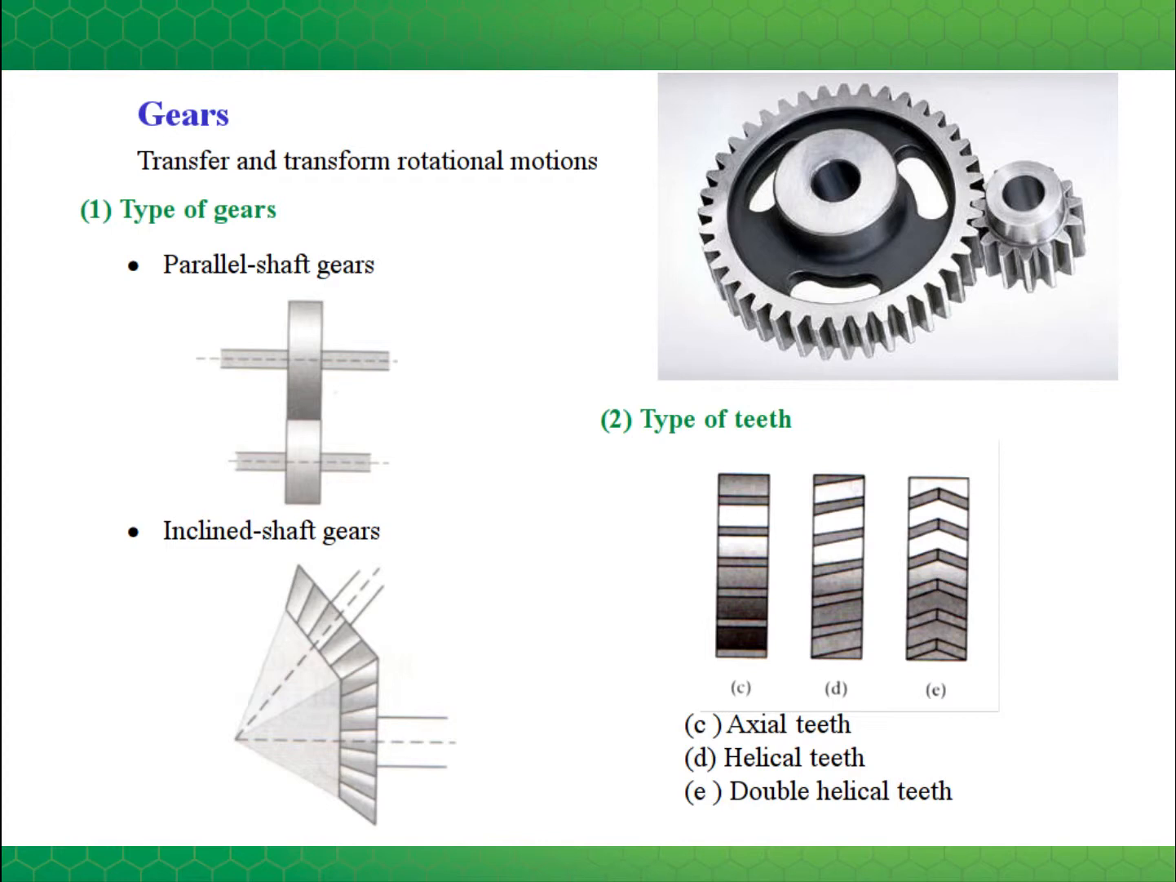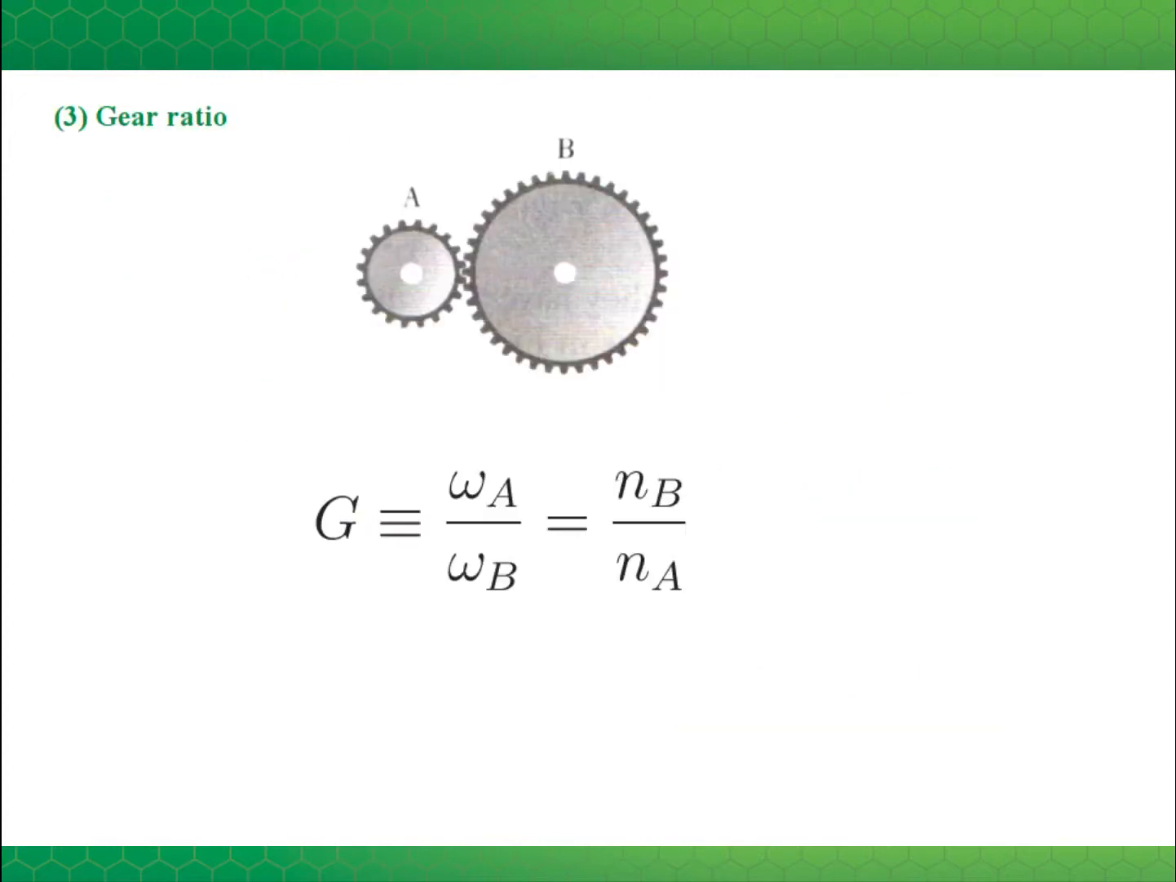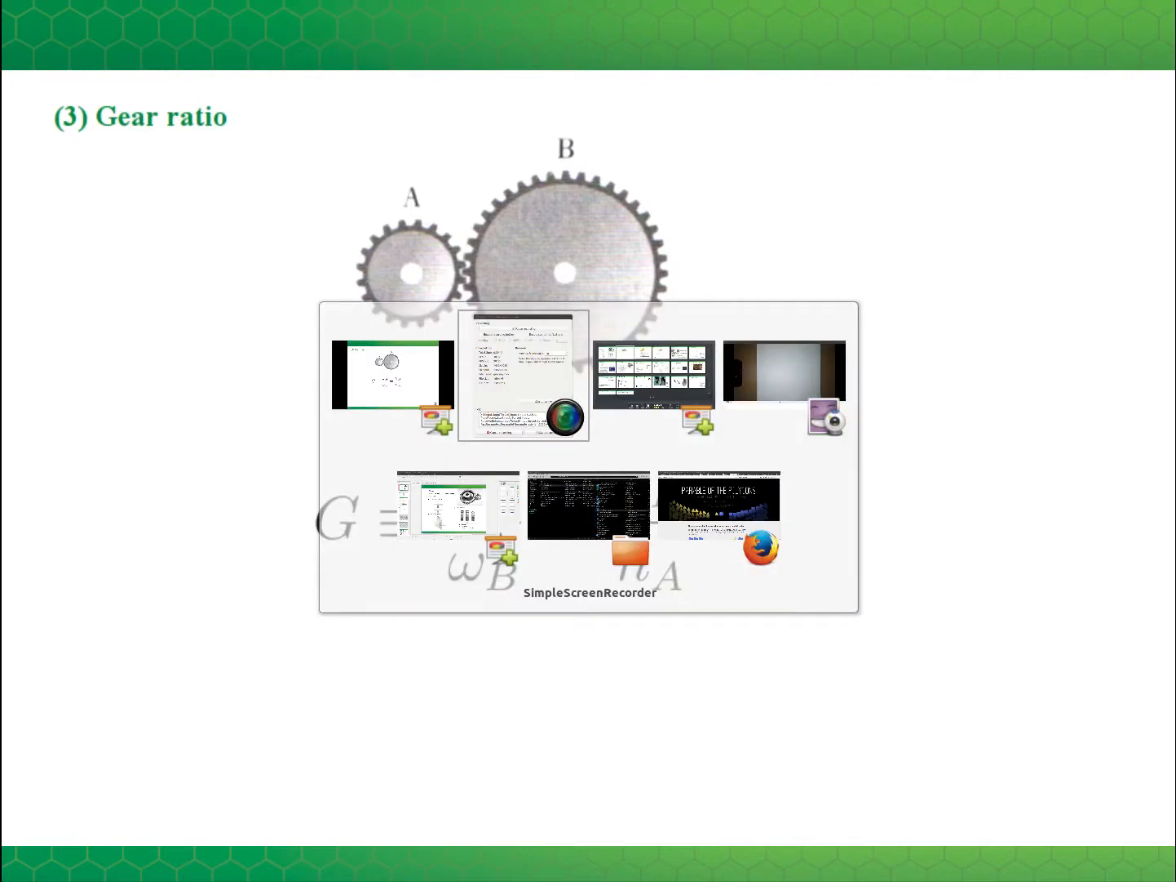So we're going to look quickly at gear reduction. Here are several different types of gears, and you can have a single stage gear reduction like this. Further gear reduction, a higher reduction of speed, can be accomplished through multiple stages.